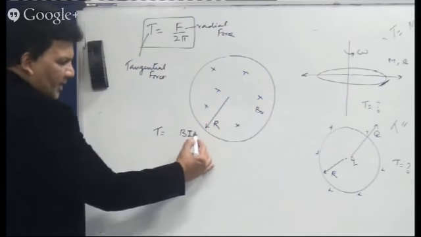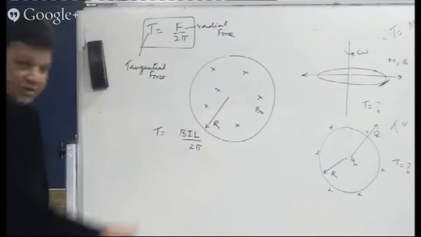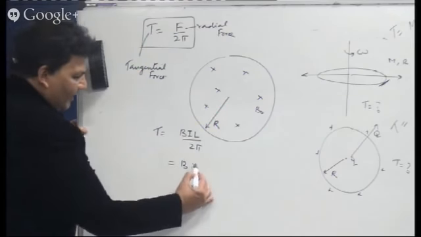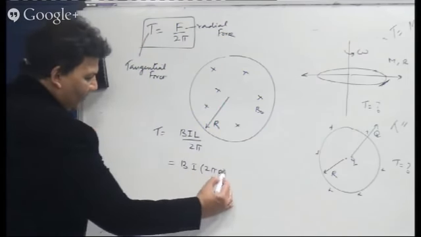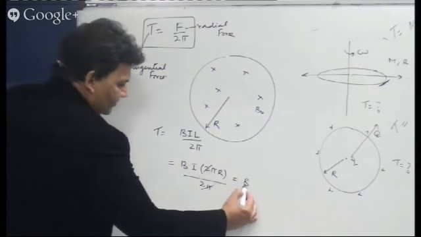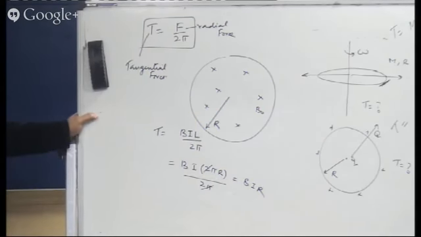B I L upon 2 pi. ये होना चाहिए ना? L कितना है? L is 2 pi R. R upon 2 pi. That's the answer. परफेक्ट.